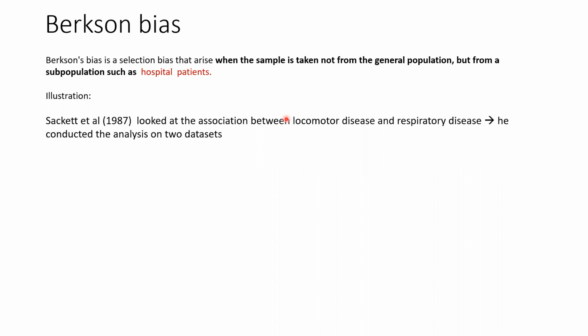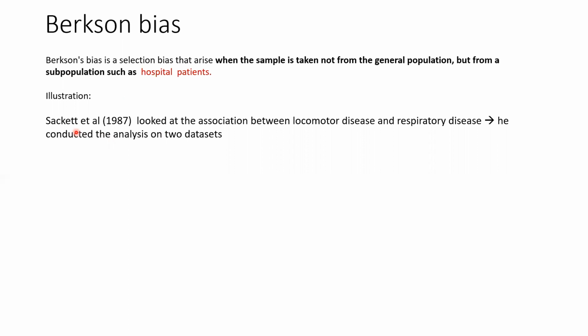So let's think about what could be the issue in sampling the case and the control from a hospital when we have a case control study. Berkson bias is a selection bias that arises when the sample is taken not from the general population, but from a subpopulation such as hospital patients. So let's do an illustration. We have Sackett, the author. He looked at the association between locomotor disease and respiratory disease.